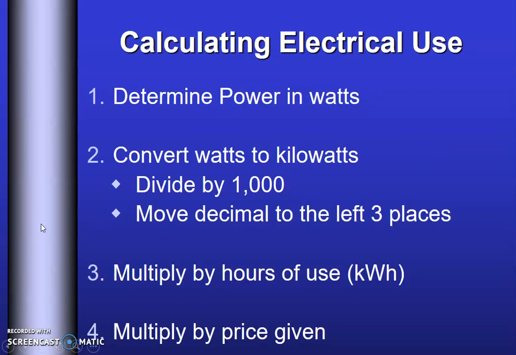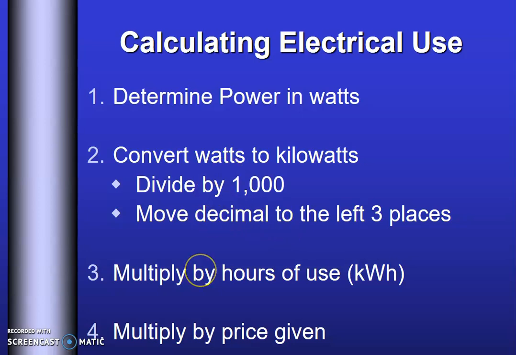There are 4 steps. Step 1, determine your power in watts. So you will use the equation that we just learned yesterday to calculate for power. Step 2, once you have your watts, we need to convert that into kilowatts because the electric company charges by kilowatt. To convert watts into kilowatts, you can do it in 2 different ways. One, you can divide by 1,000, or 2, just move the decimal 3 places to the left.